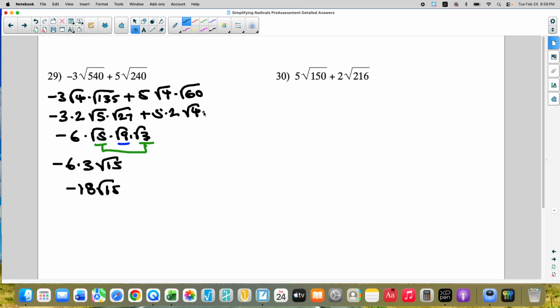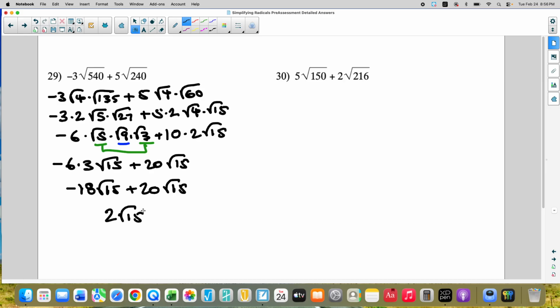60 is 4 times 15. So that's going to be plus 10 times 2 rad 15, which gives us 20 rad 15 plus 20 rad 15, which nicely cleans up to 5 rad 15. All right, big numbers. We can still do it. We got this. I'm going to make this 25 and 6, which is 5 times 5 rad 6, or 25 rad 6.